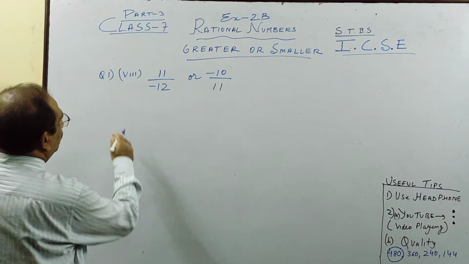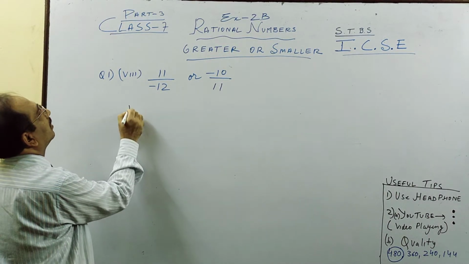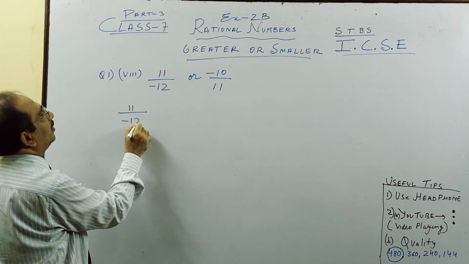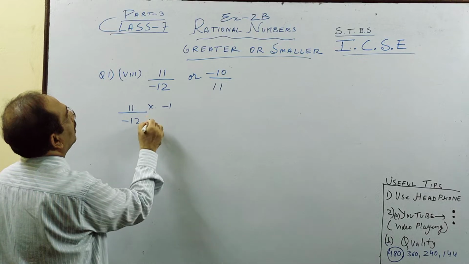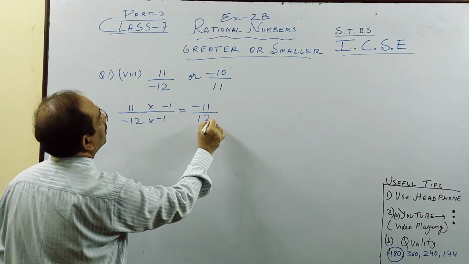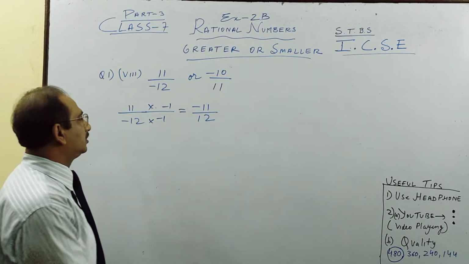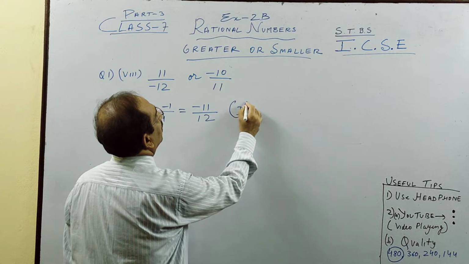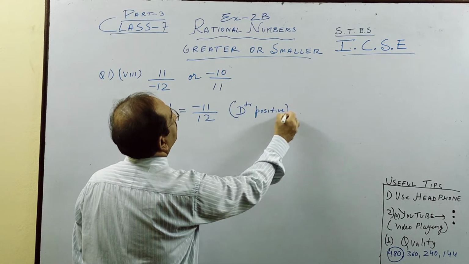Now we move on to 1 part 8. So see, first step, the denominator is negative. What I told you in my rule 1: multiply and divide by -1. So the first step is I make the denominator positive. So what I have done? Denominator positive I have done.